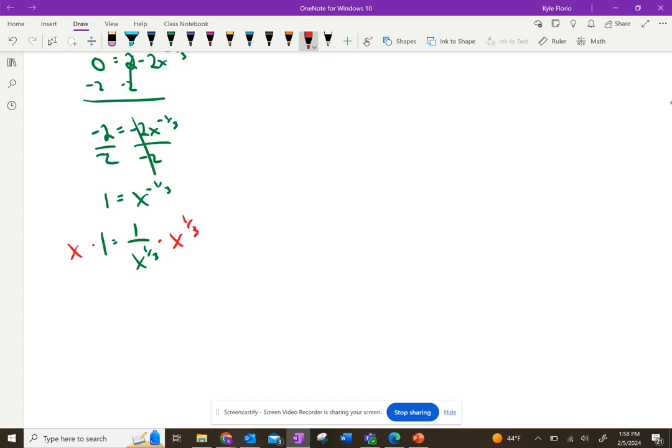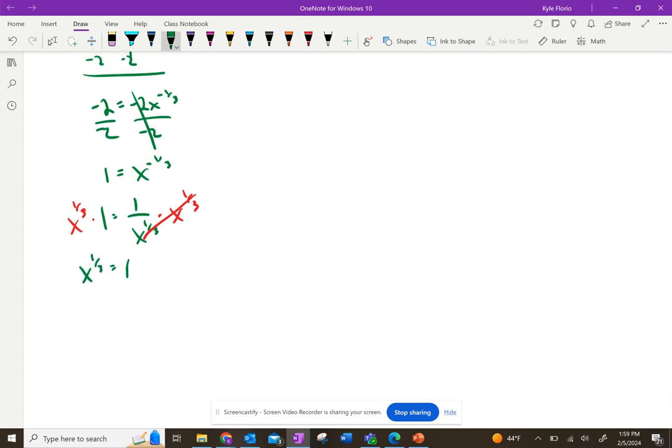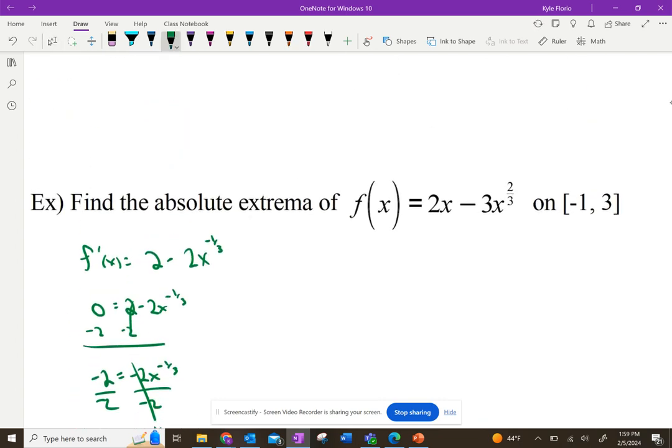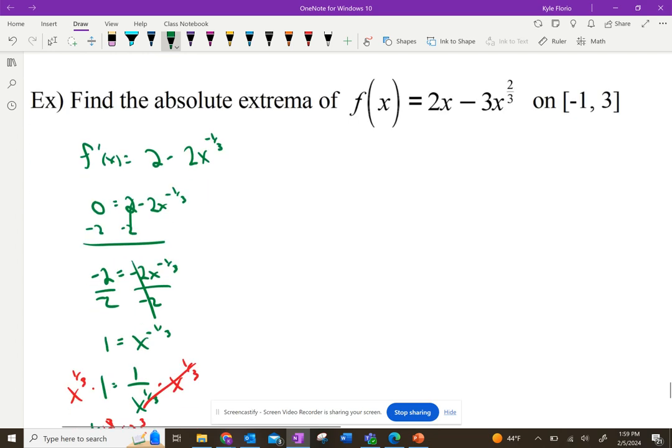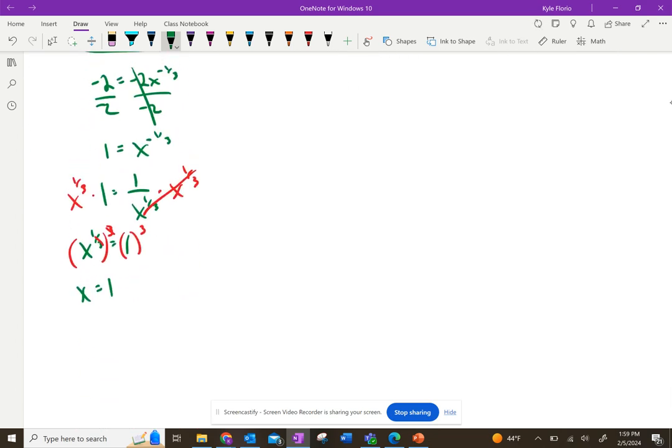I mean, the answer might be obvious for you at this point, but I'm going to do it all algebraically. 1 times x to the 1/3 is x to the 1/3. How do I undo taking the number to the 1/3? I'm going to raise it to the third power. So those undo each other. So we get x equals 1 cubed, which is just 1. So as long as x equals 1 is defined in my original function, it's a critical number. And yes, if I plug in 1, I get 2 minus 3, which is negative 1, which exists. So that is a critical number.